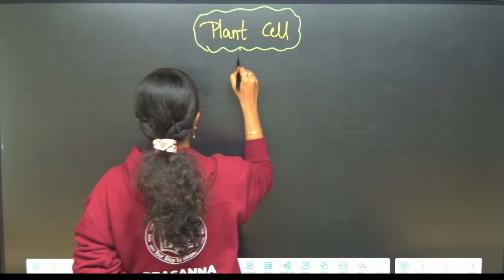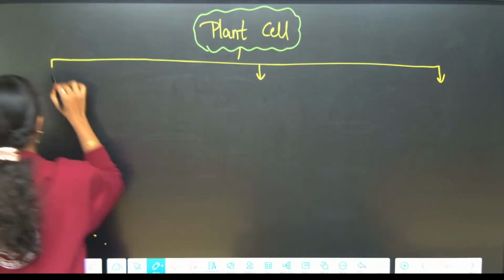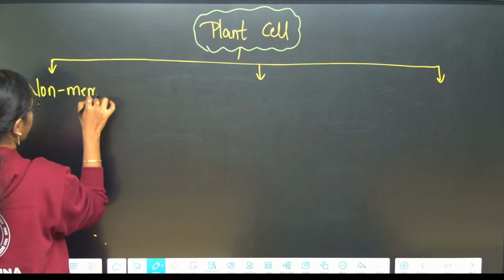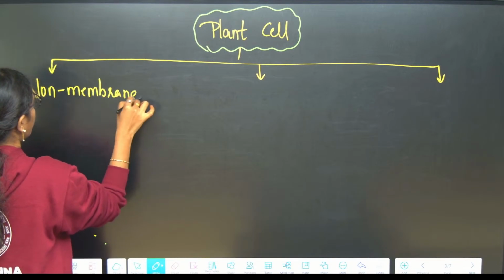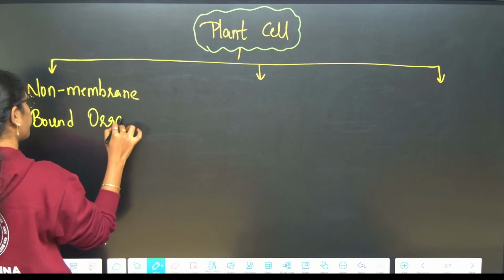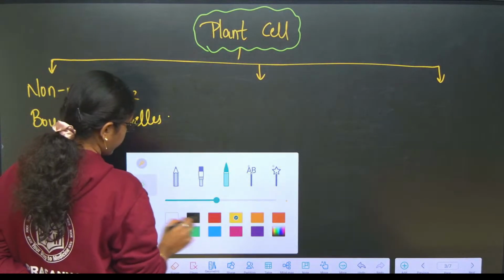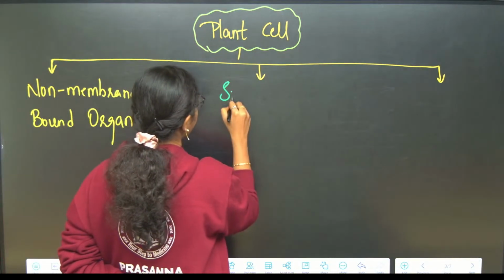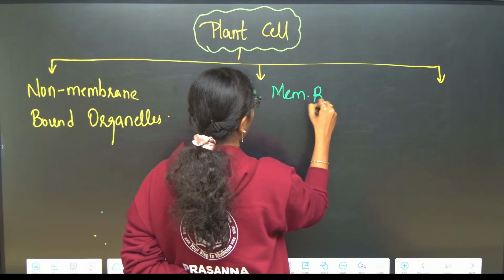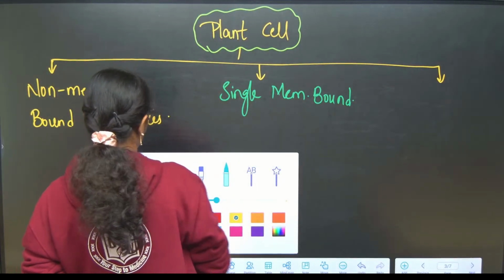So first, amembranous or non-membrane bound organelles; second, single membrane bound organelles; and third, double membrane bound organelles.